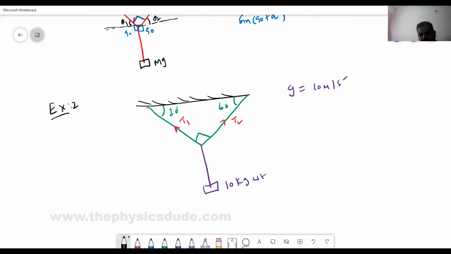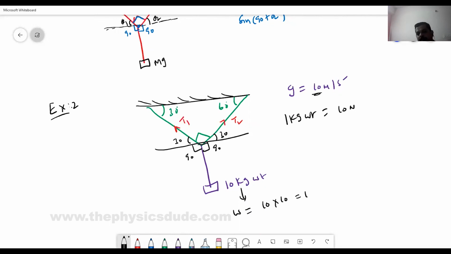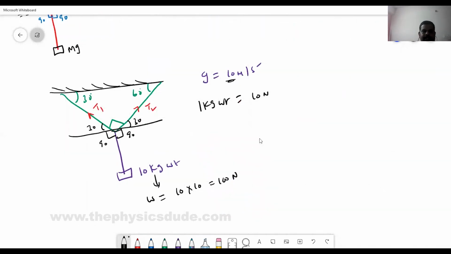As I said earlier, you draw a line here. When you draw a parallel, this angle becomes 30 degrees. This angle is 30, obviously this is 90 and this is 90. Here what is the weight of 1 kg? So 1 kg weight is nothing but the g value, that is 10 newton. So what is the total weight now? W is 10 into 10, nothing but 100 newton. This is the downward force. Now let us take Lami's theorem.